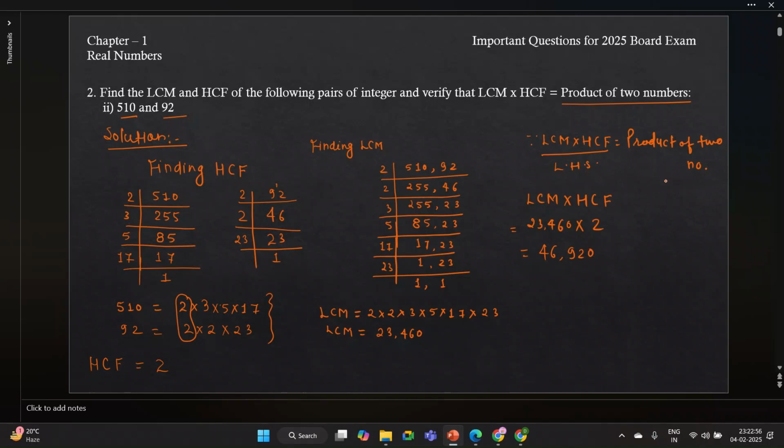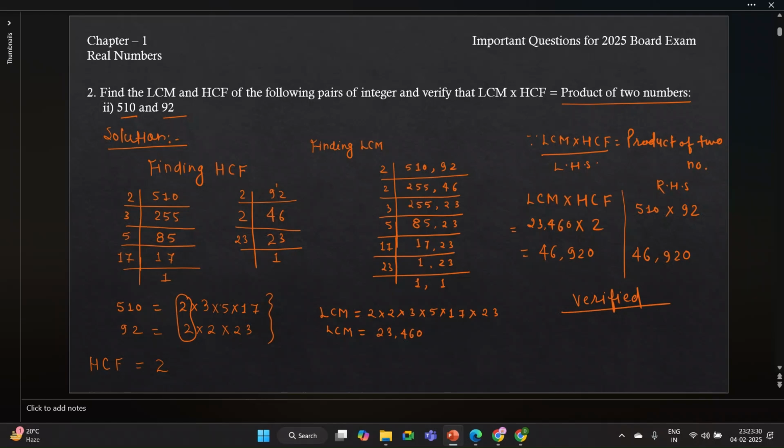Now we have to solve the RHS. The RHS would be the product of two numbers. So I'm taking the product of the two numbers, 510 times 92. If you multiply it, you will again get 46,920. Okay, so we can directly write it. It's verified. You can pause the video and then write it.